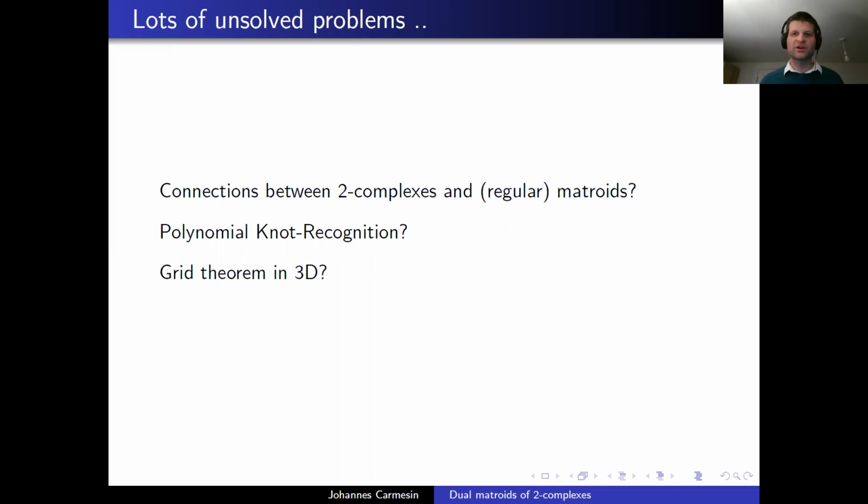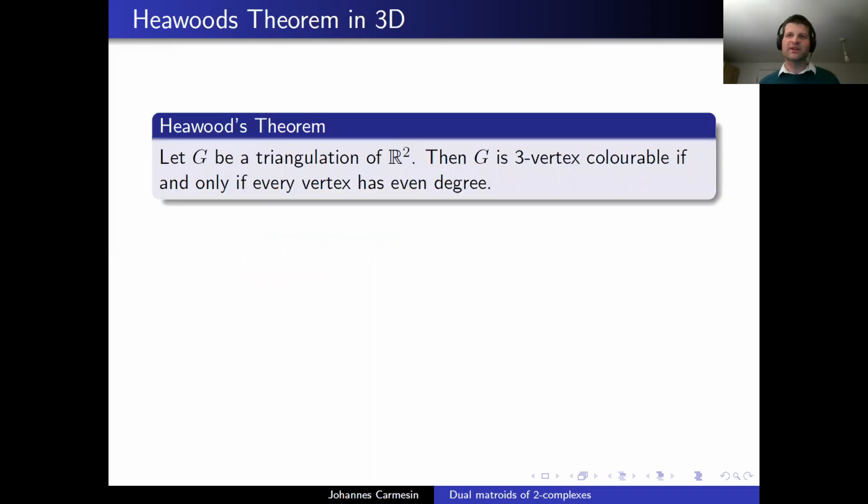So let me finish with a very concrete question. Perhaps something every one of you knows is Heawood's theorem, right? You have a plane triangulation, and you would like to 3-vertex-color it, and you can do it if and only if all the vertices have even degree.